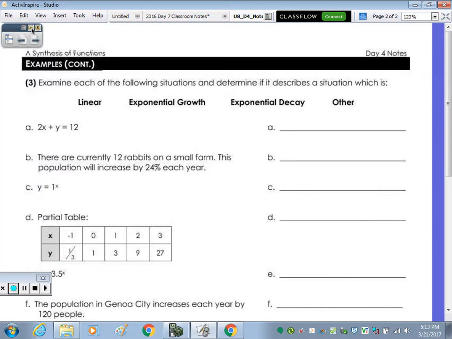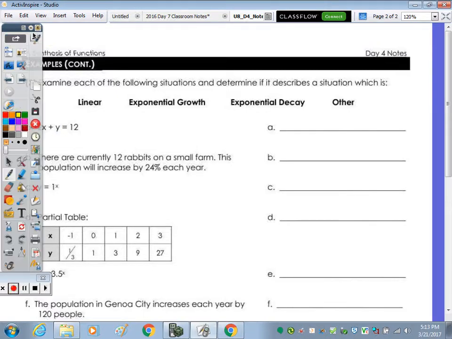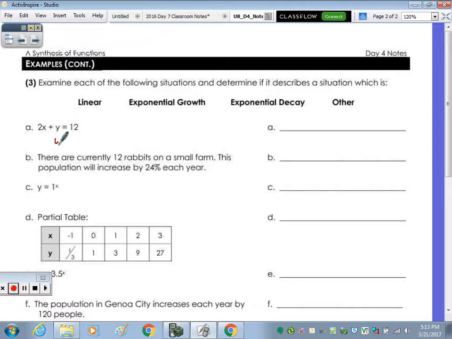So let's get rid of this here. And then the first one, 2x plus y equals 12. Well, in subtracting the 2x, we end up with y equals 12 minus 2x, or negative 2x plus 12. Because we have an x and a y, and they're not in the exponent, and we can solve for y and have it in terms of mx plus b, this is linear.